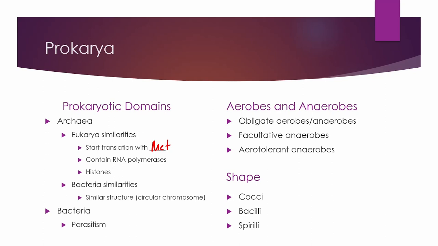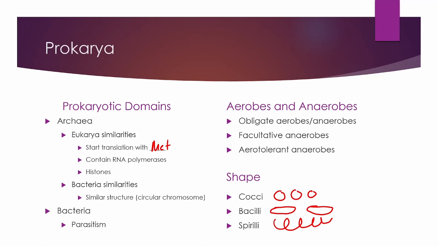Moving on, let's talk about the shape of the bacteria. Cocci bacteria are circular in nature, so they'll look something like this. Bacilli bacteria are rod-shaped, so they'll look like this. And spirilli are spiral-shaped, obviously given by the nature, and they'll have a bit more of a unique shape.